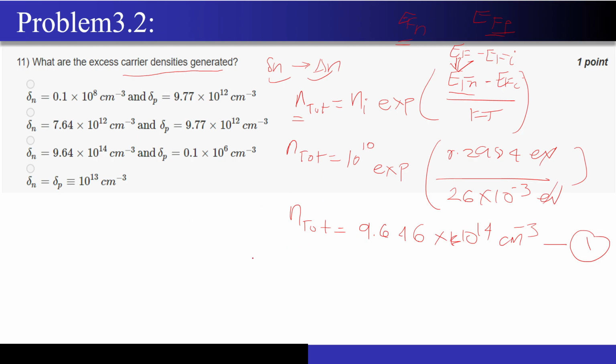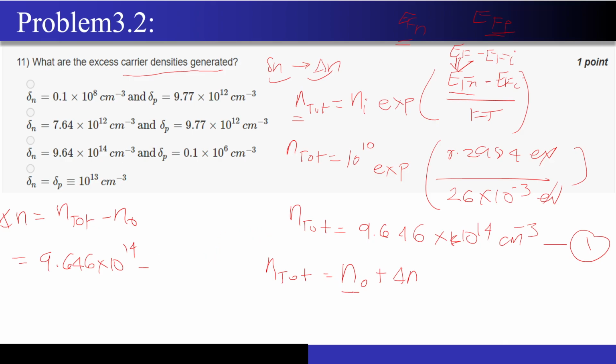Now what is this N total? N total is the total electron concentration. And what is the total electron concentration? The first component is my equilibrium electron concentration N naught, and the next thing that happened are the excess carriers that got generated, this is delta n. So I have n naught and I have delta n over here. Now n naught I have already found out. So how can I write delta n? Delta n is nothing but n total minus n naught, correct? So n total I already have, 9.646 into 10 to the power 14, and n naught I found in the previous question.